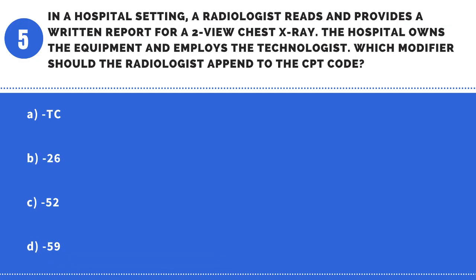Question 5. In a hospital setting, a radiologist reads and provides a written report for a 2-view chest X-ray. The hospital owns the equipment and employs the technologist. Which modifier should the radiologist append to the CPT code? A. TC. B. -26. C. -52. D. -59.